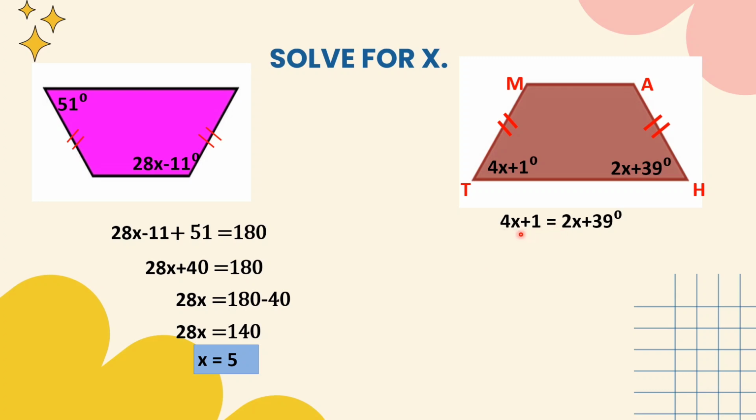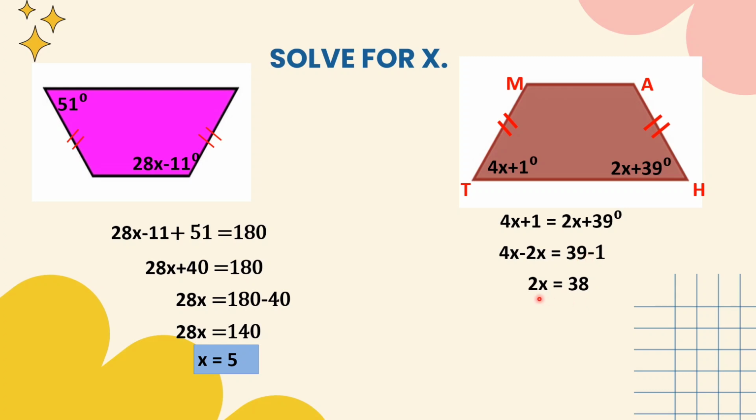So we have 4x plus 1 equals 2x plus 39. And then we will transpose positive 2x on the left side of the equation. It becomes negative, while positive 1 on the right side becomes negative 1. So we have 4x minus 2x equals 39 minus 1. So subtract, then we have 2x equals 39 minus 1.